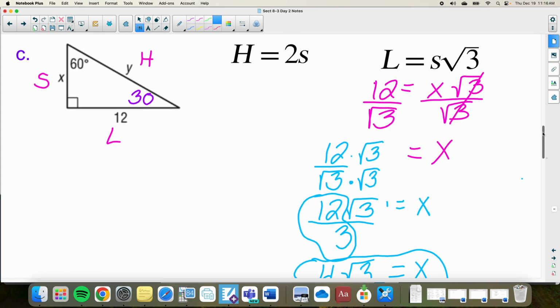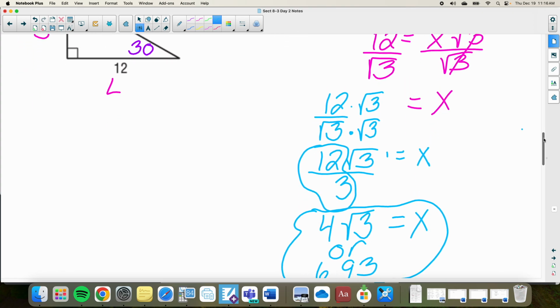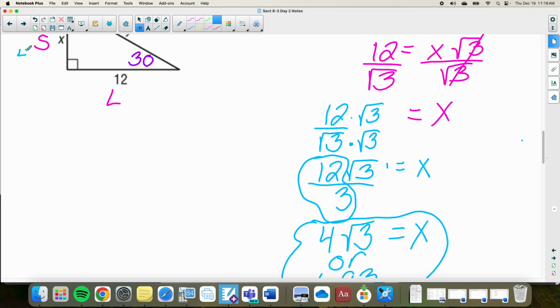So I'm going to go back over and write that on here. It's either 4 √3 or it is 6.93.